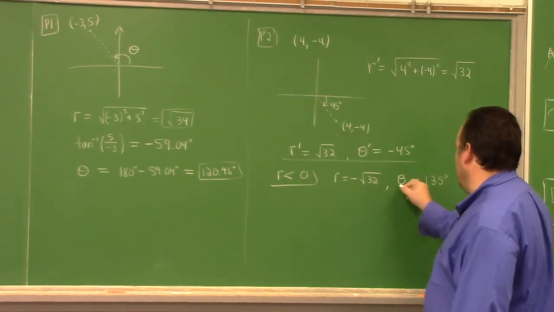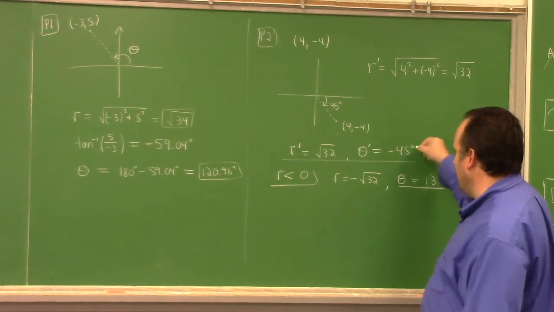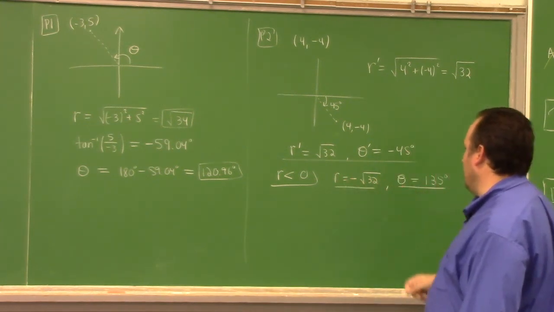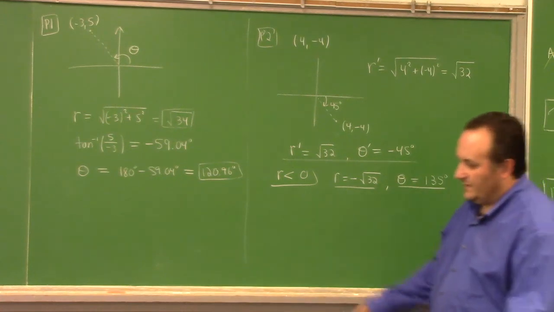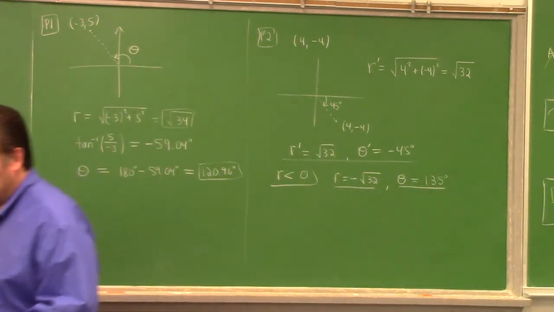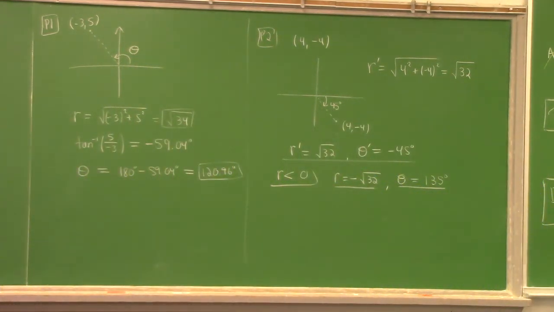So if you have r negative, you have to take the correct polar angle and add 180 to it. If we use a negative radius, it flips the point over the pole, right? And we saw that that was important to the study of graphing, right?